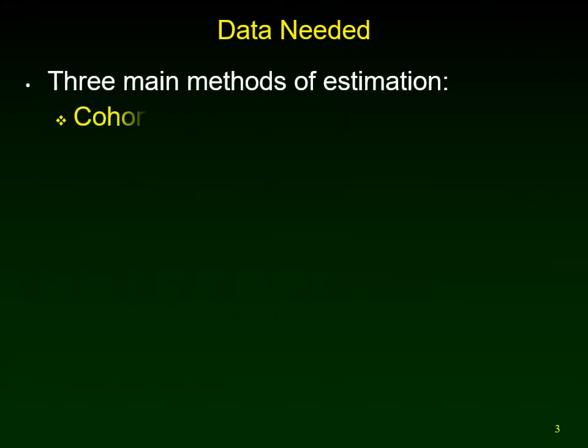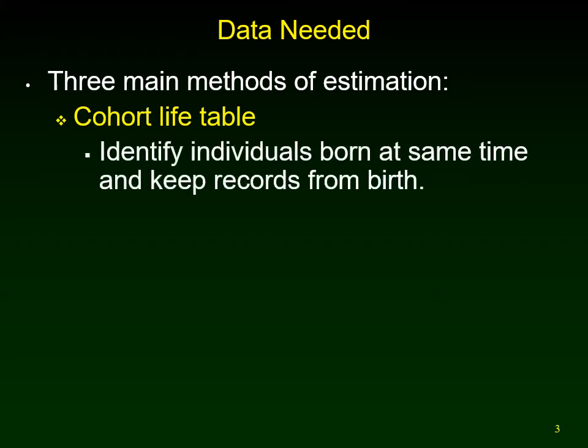So the three main ways of estimating survivorship is, one, using a cohort life table. Cohort life table means that you take all the individuals born at the same time and keep records of them from birth, seeing when they died and how they died. And this is really a lot of data to collect. You have to obviously live longer than your cohort, or you pass on your data to somebody else who can continue to follow the cohort and see not only when they're dying, you can also find out why they're dying.